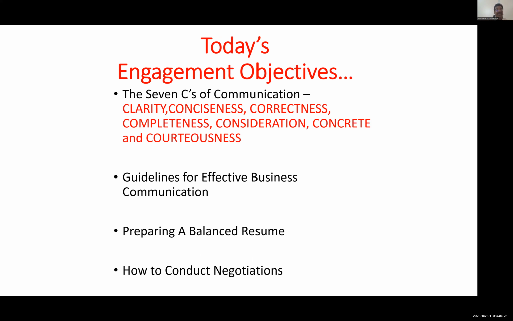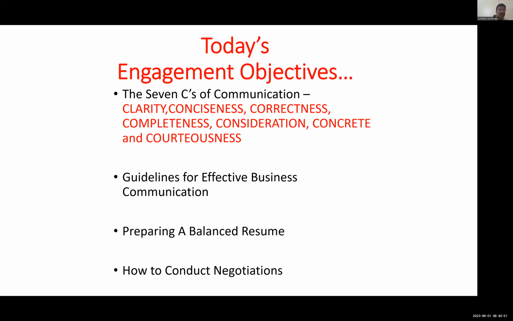In terms of the 7 C's of communication, when we communicate we need to have clarity, conciseness, correctness, completeness, and consideration. It must be concrete and courteous. Without this, we cannot have good communication. Then we go into the guidelines for effective business communication, and we have to prepare a balanced resume.